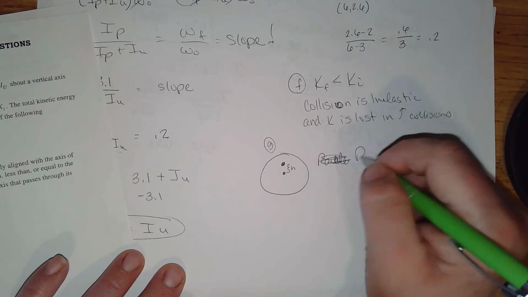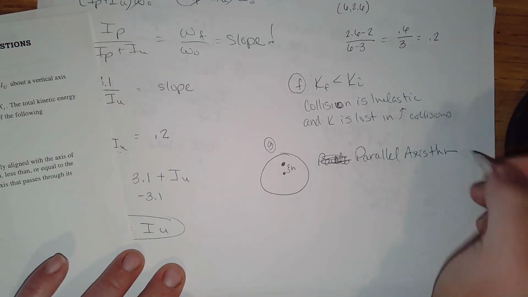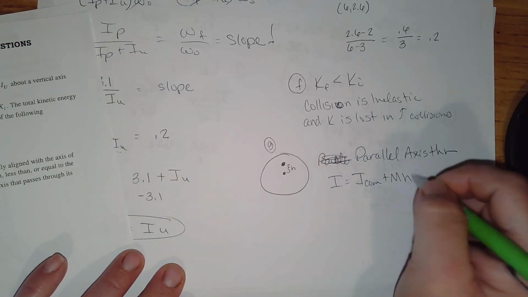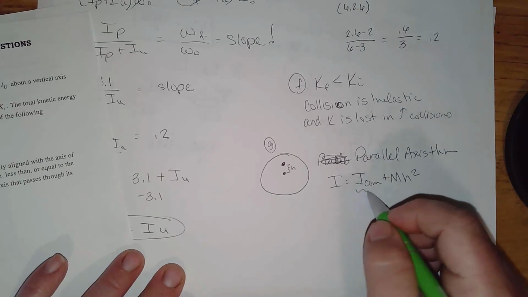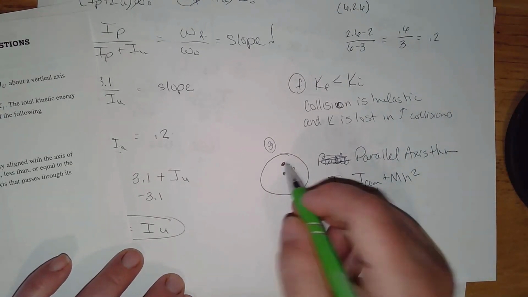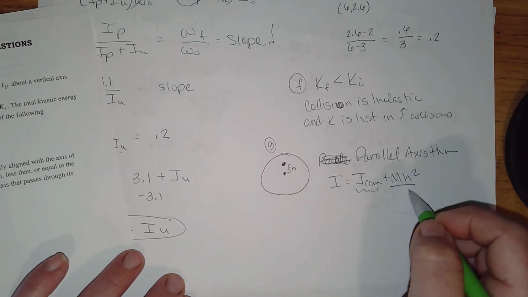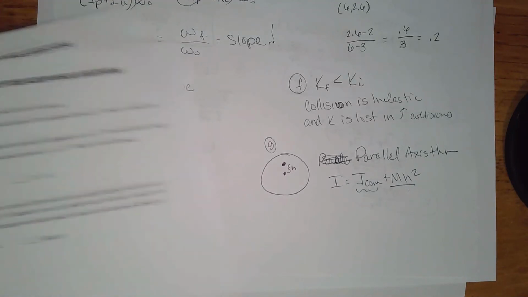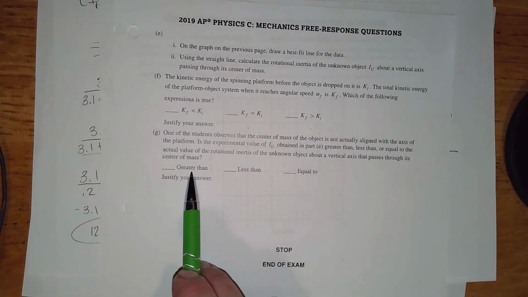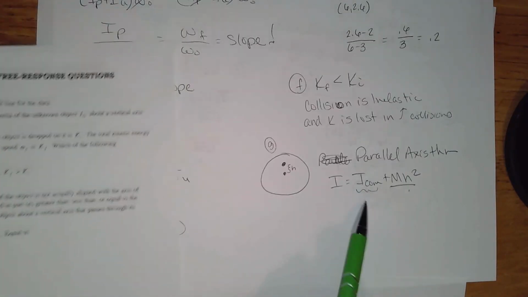Oh my goodness, let's try that again. Parallel axis theorem says I is equal to I com plus m h squared. So I com is what it is if it's going through the center of mass, but if I miss, it's going to be increased by this. So because it's going to be increased by that, my experimental value is going to be greater than, because it is going to raise my I up. So that's going to change it, and we're going to get a greater than, and that's because of this.